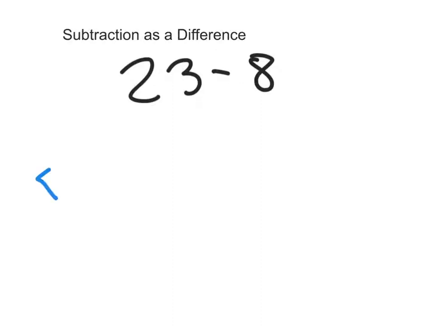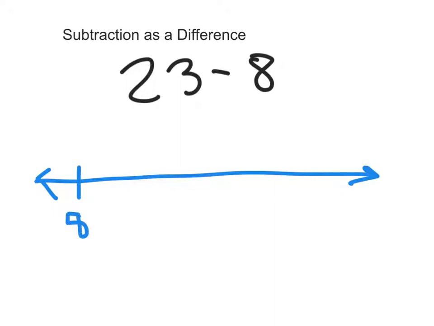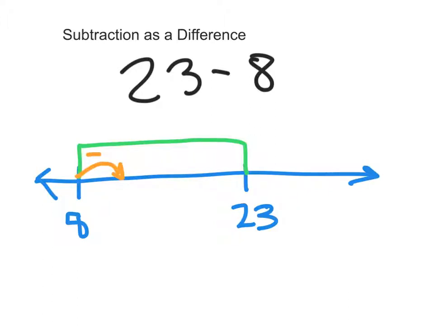Okay, so if I was thinking of subtraction as a difference, I might be just looking at the distance between 8 and 23. And if I could figure out what that distance is, then that's my answer. So one way that kids sometimes do this is they'll say, well, I can add 2 to 8 to get 10, because 10's an easier number to think about.